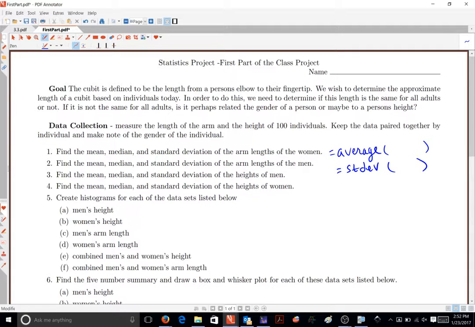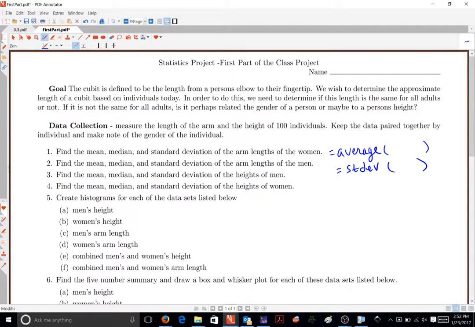And then you're going to come down here, you're going to create histograms. I need 6 histograms. I need a histogram for men's height, women's height, a histogram for the arm length of each men and women, and then a histogram for the combined heights and combined arm lengths. So I want to know what is the basic shape of the subsets of data, what is the basic shape of all the data. That way we can get an idea of what the data looks like.